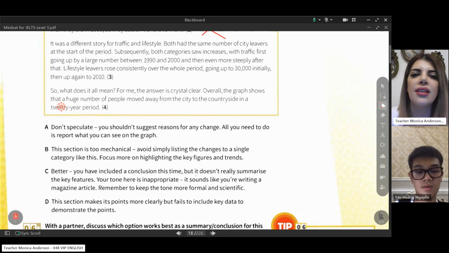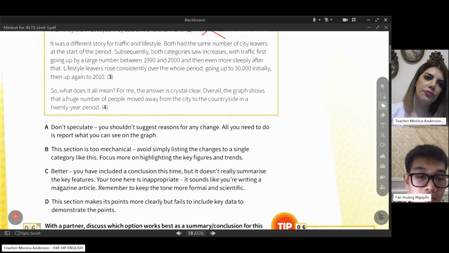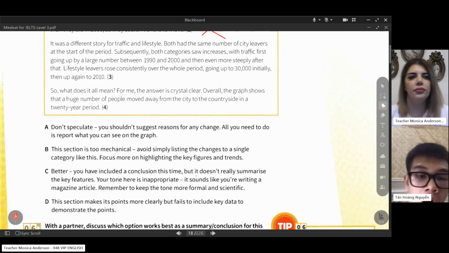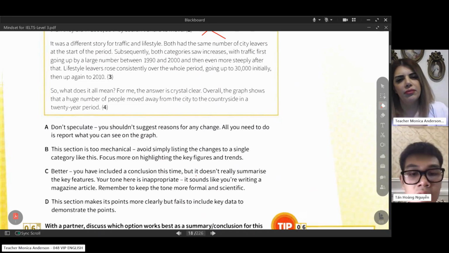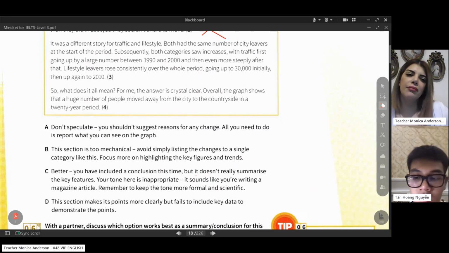And as you can see, the last one, would you read it, please? So what does this all mean? For me, the answer is crystal clear. Overall, the graph shows that a huge number of people move away from the city to the countryside in a 20-year period. The final one is C.